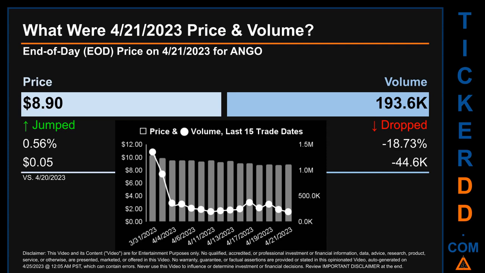Across a range of $1.56, the max and minimum end-of-day price were respectively 10.34 and 8.78. Volume saw a range of 1.2 million, from a day low of 193.6 thousand to a day high of 1.4 million.